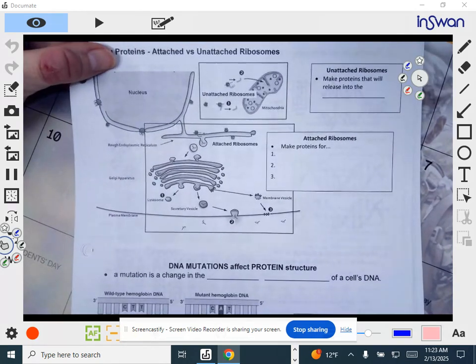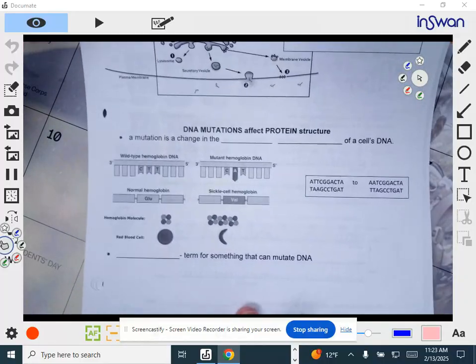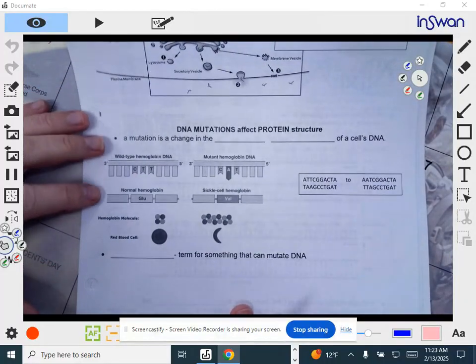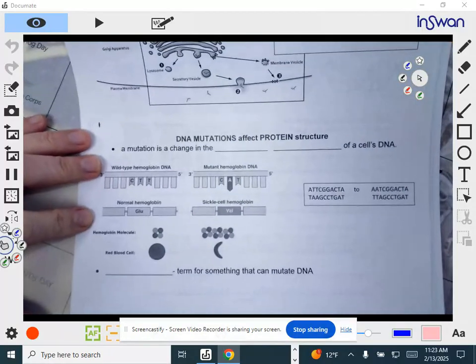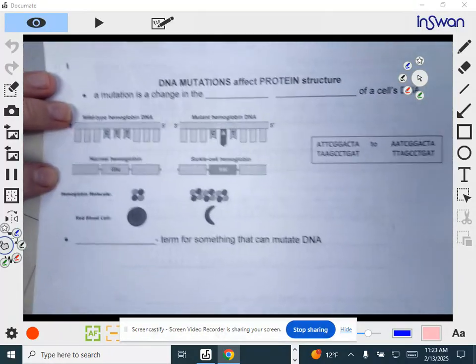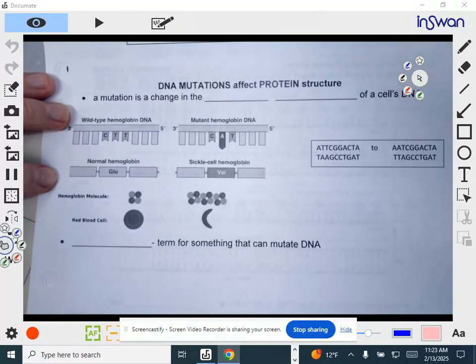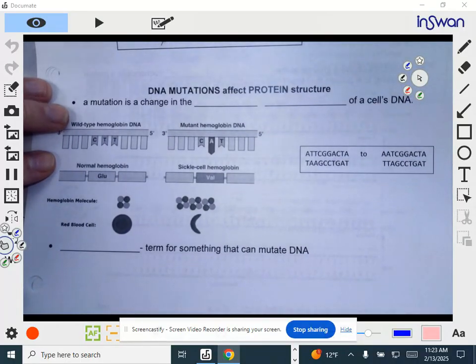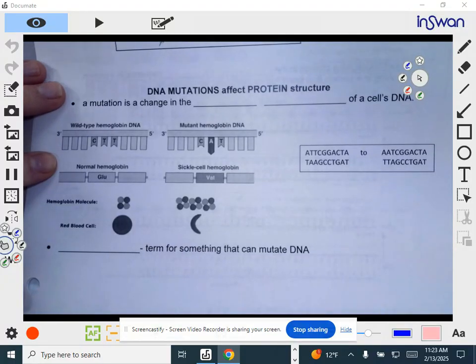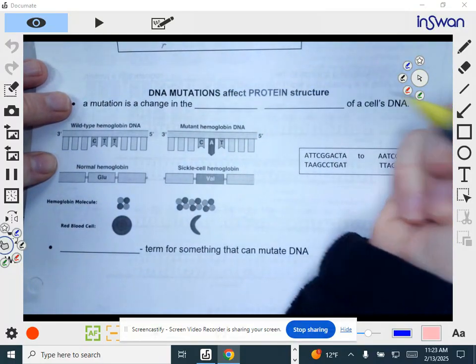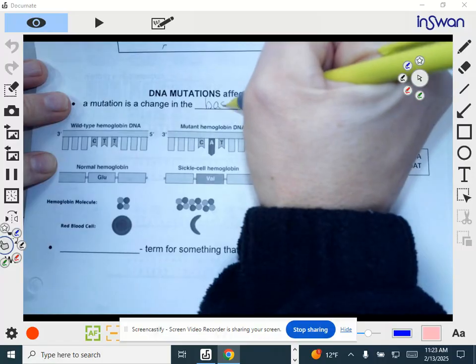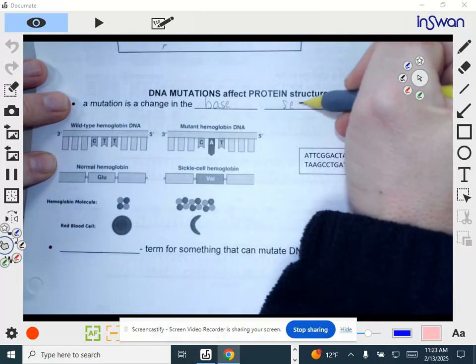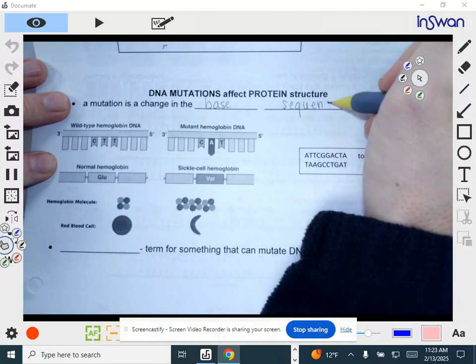All right, in this section of our notes, we're going to be talking about how mutations can lead to a change in the protein structure, now that we have a better understanding of how the DNA and its bases code for the structure of a protein. So we mentioned before that a mutation is a change in the DNA, but really it's a change in the base sequence within a gene in a DNA molecule.